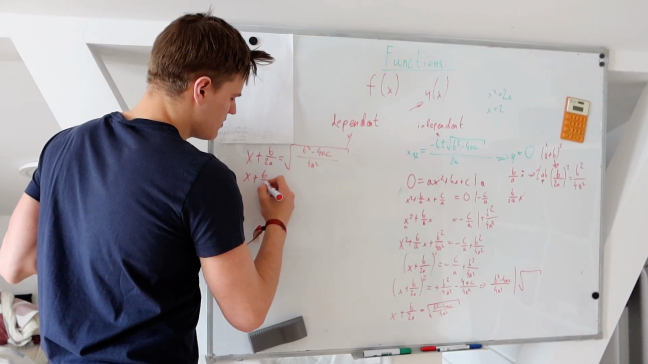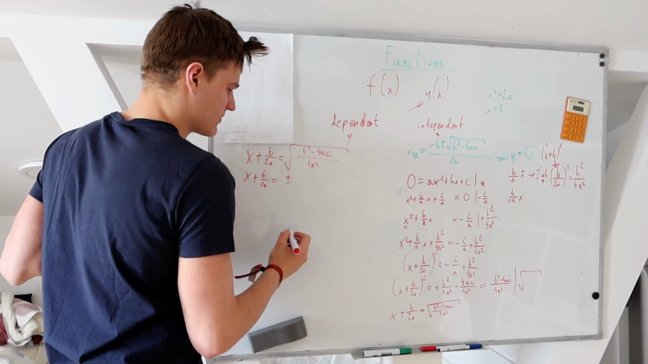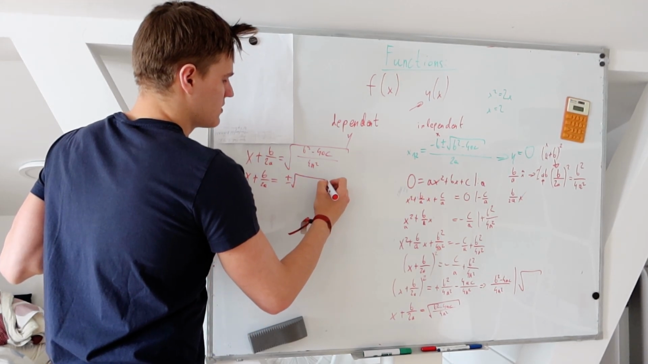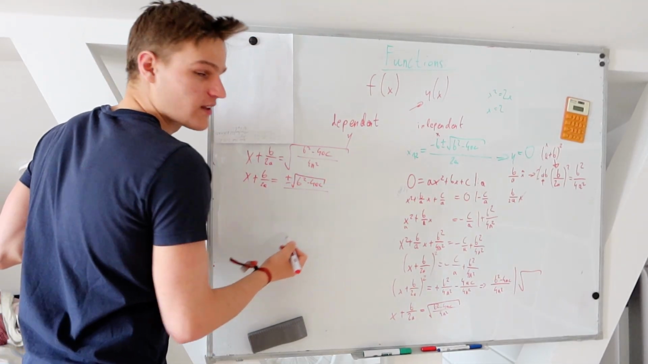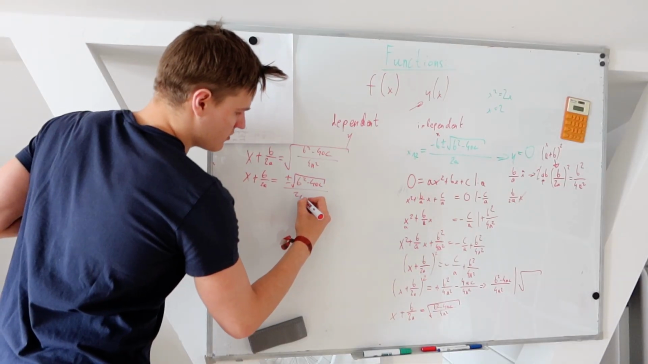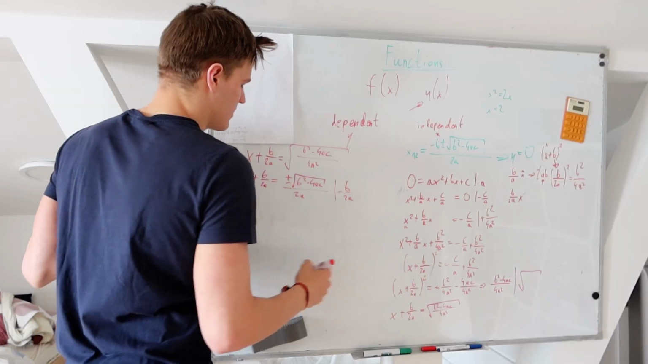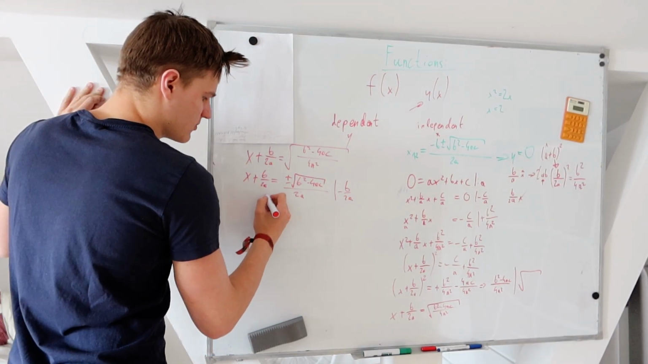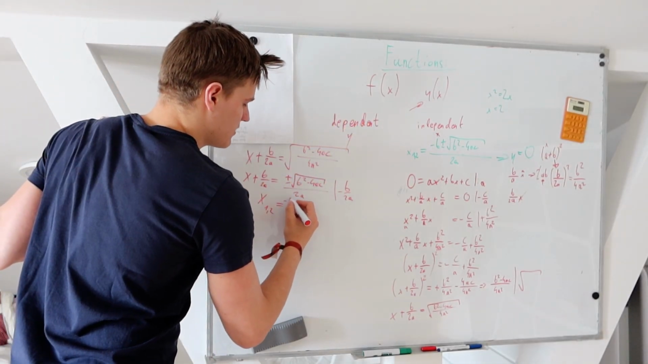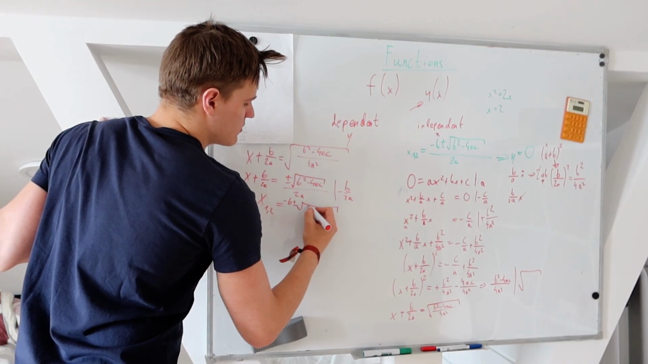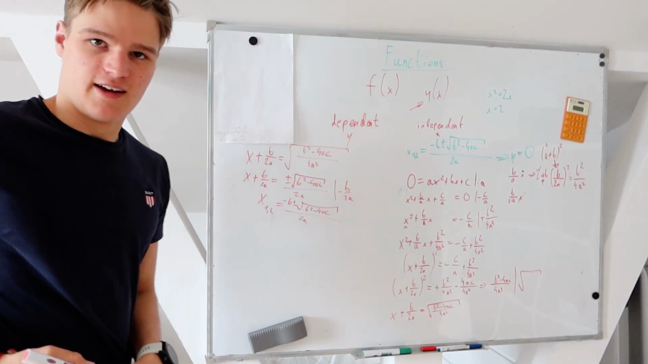X plus b over 2a is equal to, and because we're taking the square root, plus minus the square root of b squared minus 4ac all over, what is the square root of 4a squared? 2a. And simple as that. Now we just go minus b over 2a, and we already have 2a, so we just get x1,2 is equal to our formula: minus b plus minus the square root of b squared minus 4ac all over 2a. And there you go.